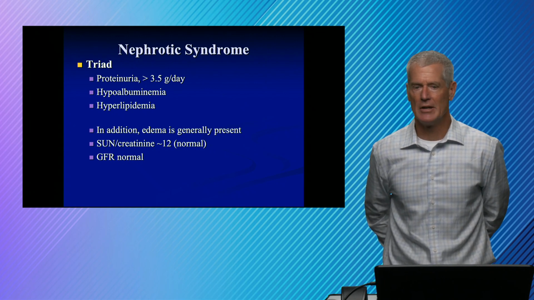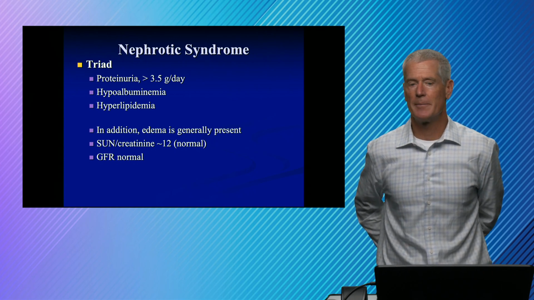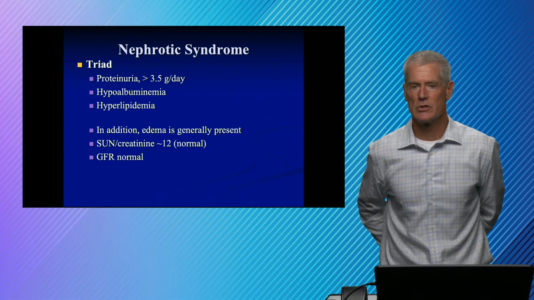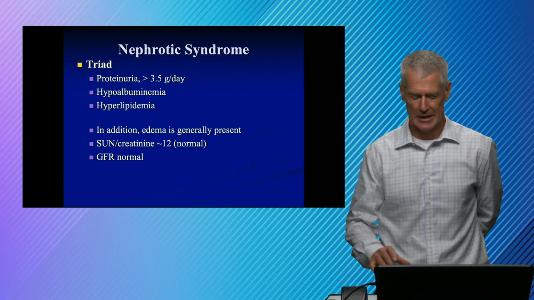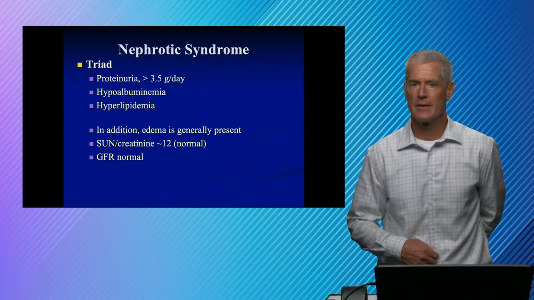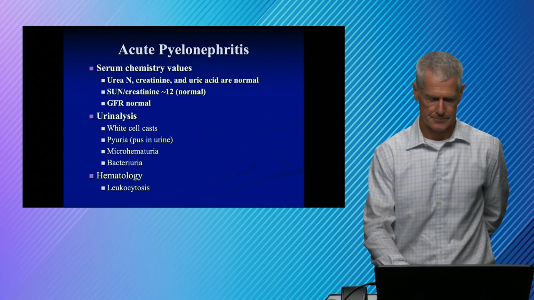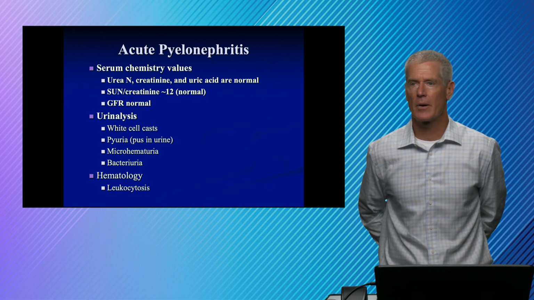So as we talked about, edema is present because of the oncotic pressures. The BUN to creatinine ratio is typically normal, and the GFR is normal. So in nephrotic syndrome, you're really just leaking albumin, and if you remember that, you can figure out the rest of it. Acute pyelonephritis is an infective process.